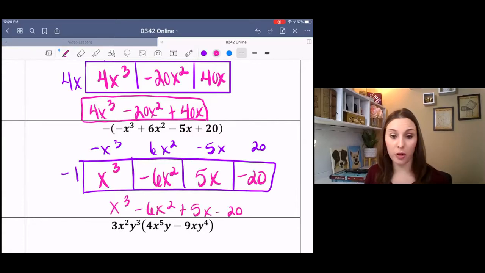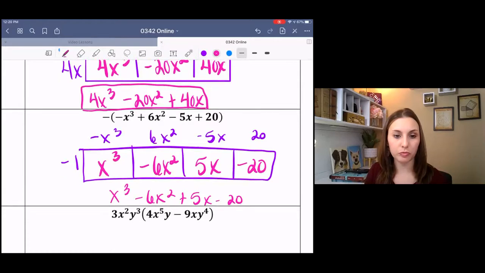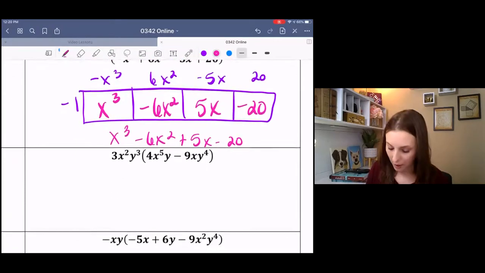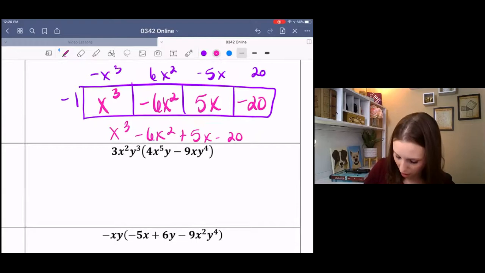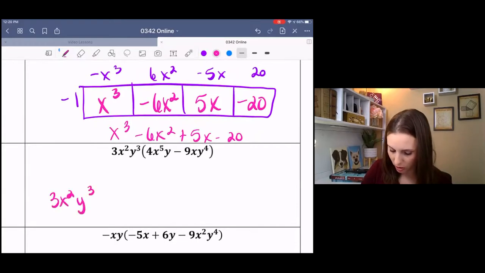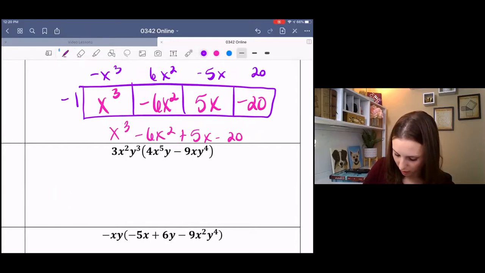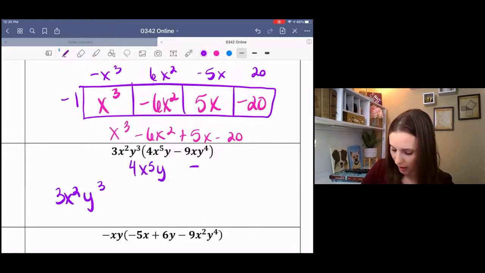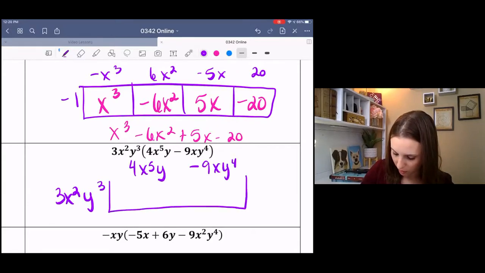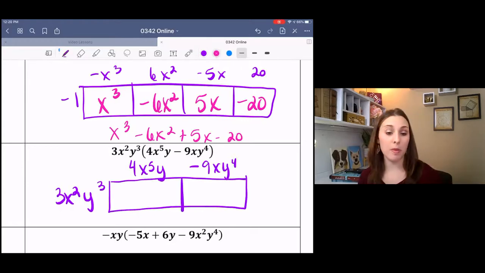I have a really fun one on the next example. I'm going to just do the box for this one. I'm going to try to bounce back and forth between the two. Actually, I'm going to change the color of that. We've got 3x squared y to the third, 4x to the fifth y, negative 9xy to the fourth. Got this box. And then inside the box is going to be my product.